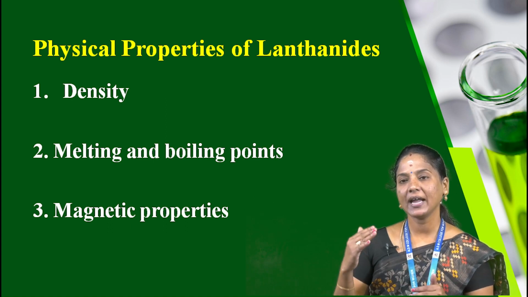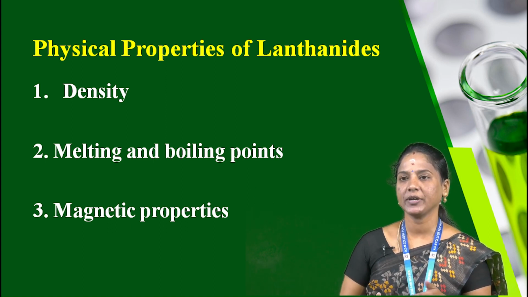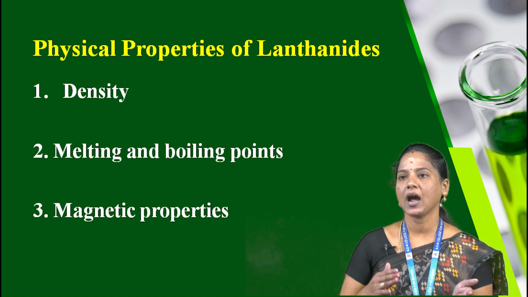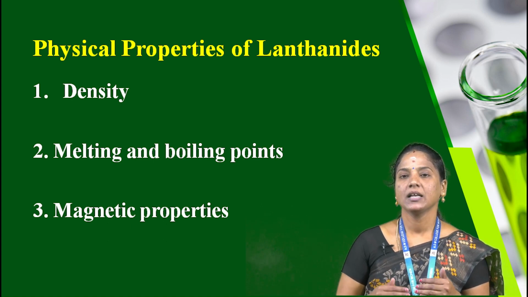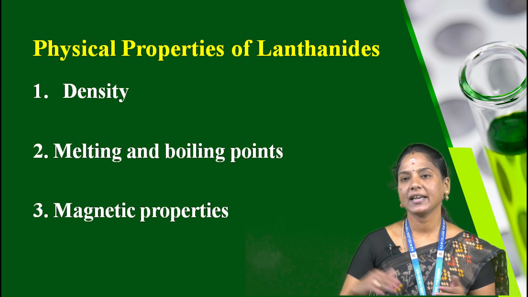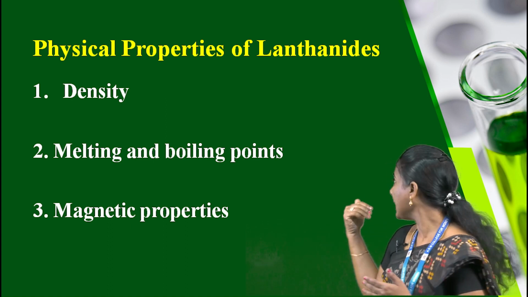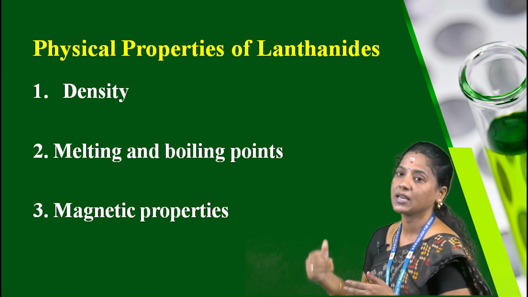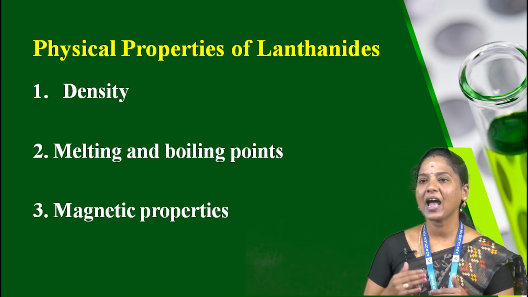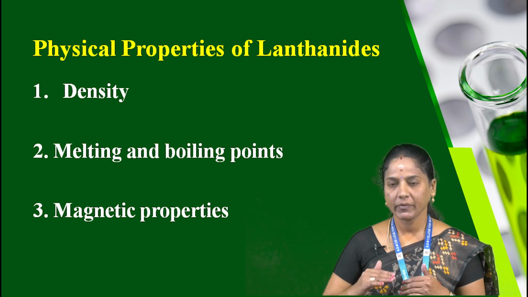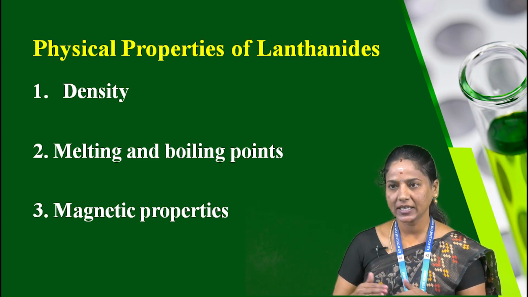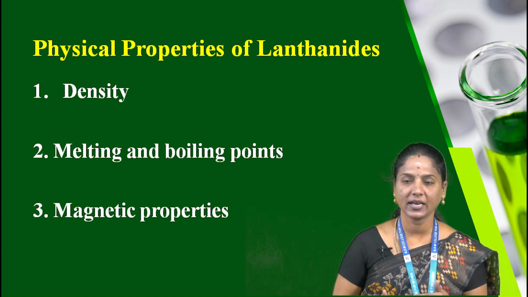And they have a high density, ranging between 6.77 and 9.74 g/cm³. It increases with increasing atomic number. Second one is melting and boiling point. Here they have a fairly high melting point. There is a defined trend in the melting and boiling points of lanthanides.